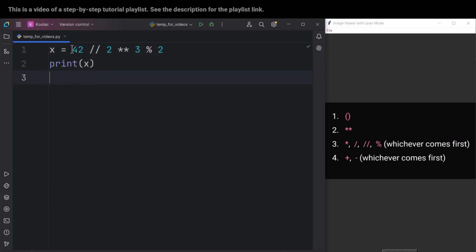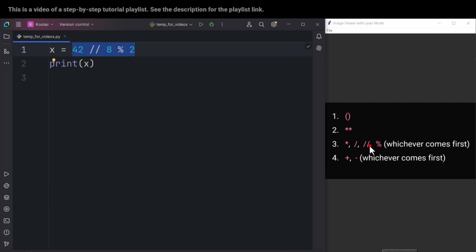Now we have this expression, and now we should refer to this list again. Do we have any parentheses? No, we don't have. Do we have any power operator? Yes, we have. As you can see, 2 to the power of 3, which is 8. Once again, we should refer to this table. Do we have any parentheses? No, we don't have. Do we have any power operator? No, we don't have. Do we have any of these things?